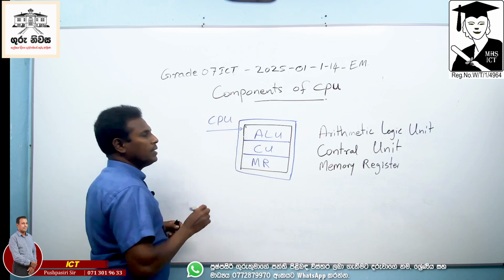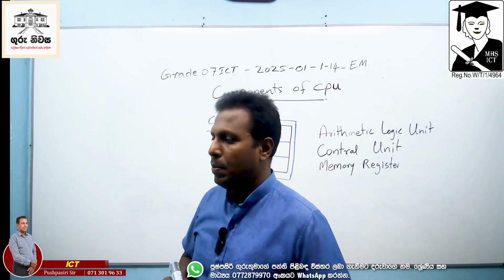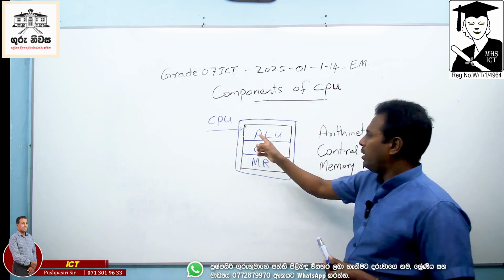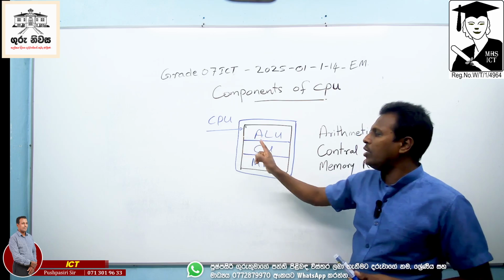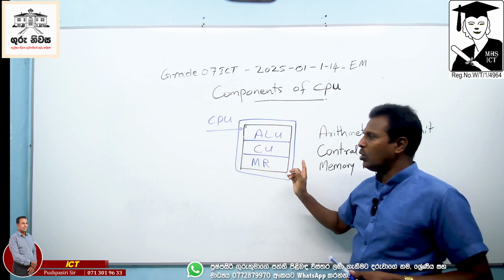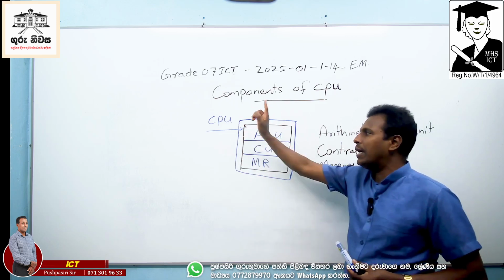CPU, right? CPU. So CPU contains ALU, CU, and memory register. So all these three together are known as the CPU.